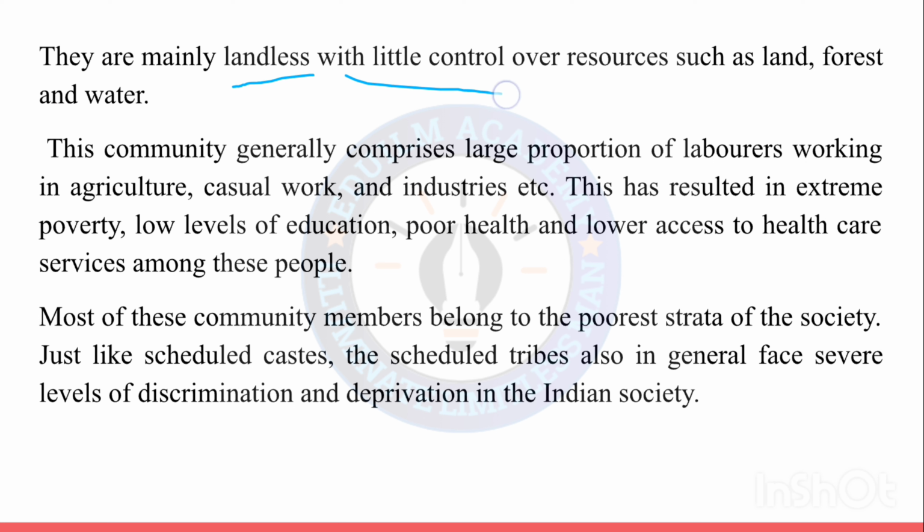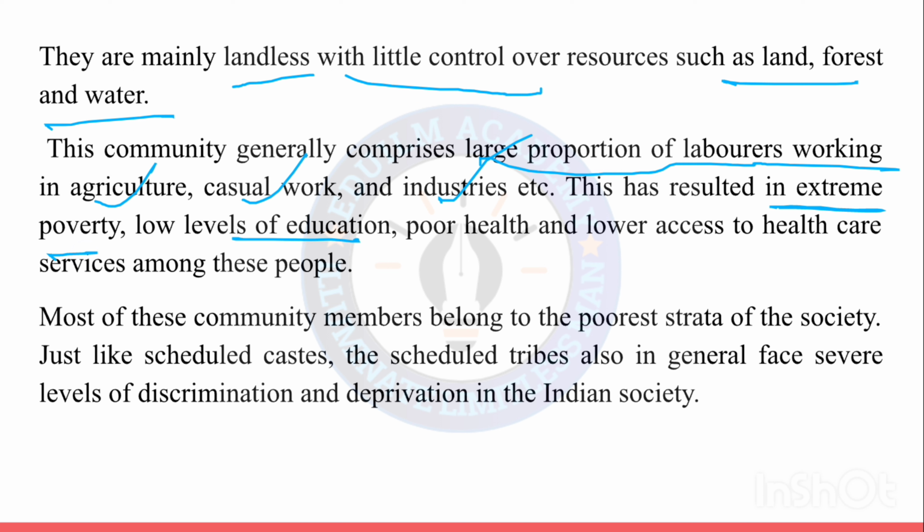Scheduled Tribes are mainly landless with little control over resources such as land, forest, and water. This community generally comprises a large proportion of laborers working in agriculture, casual work, and industries, etc. This has resulted in extreme poverty, low level of education, poor health, and lower access to healthcare services among these people.